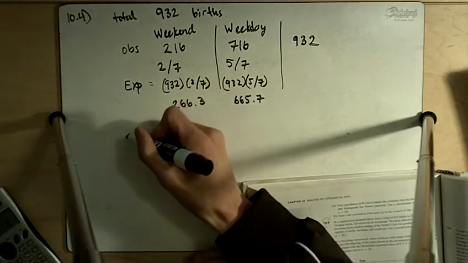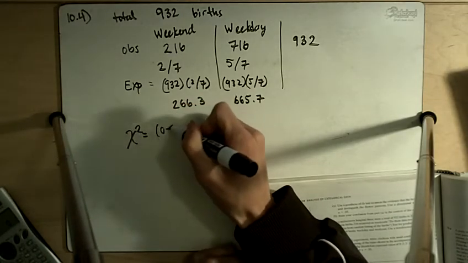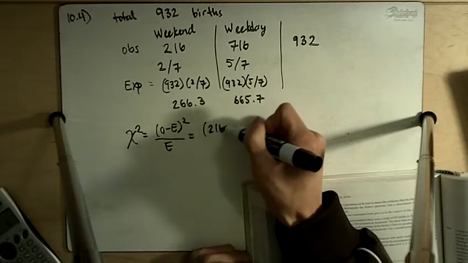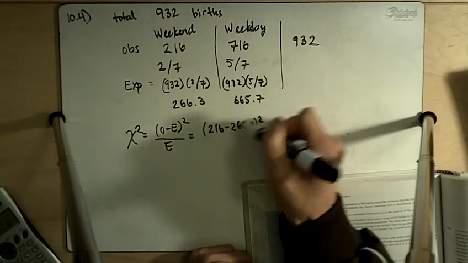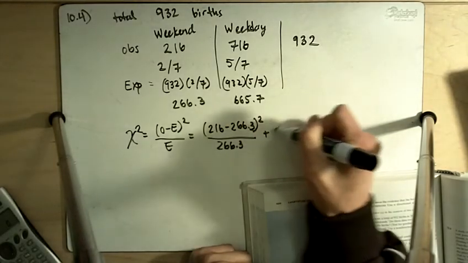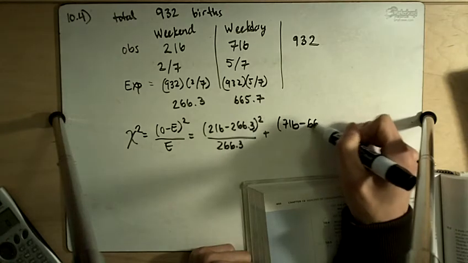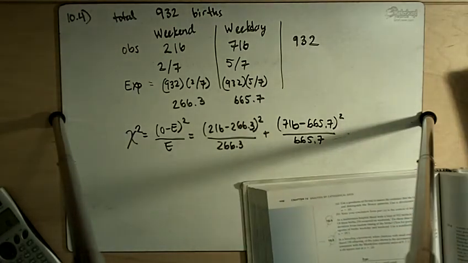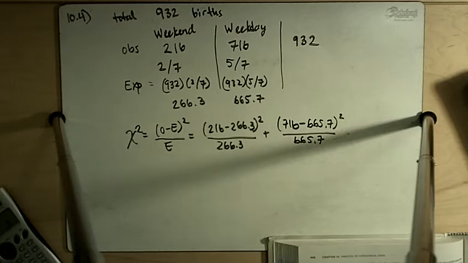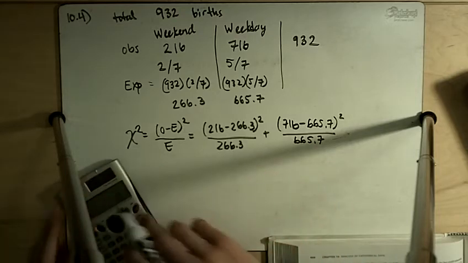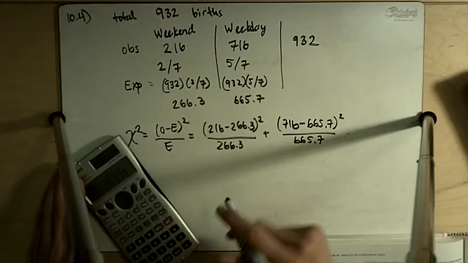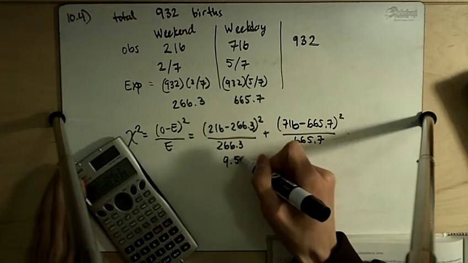Okay, so our chi-squared statistic, again, is observed minus expected squared divided by expected. So here we have 216 minus 266.3 squared divided by 266.3, plus the same for weekdays. Okay, so that's how we calculate our chi-squared statistic. And here, let's see what we get. For the weekend term, we get 9.501.